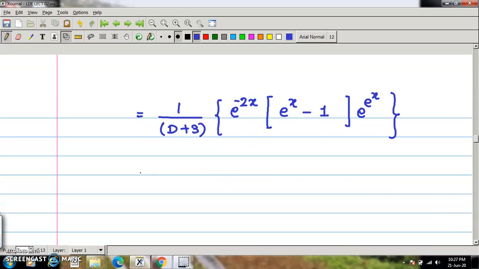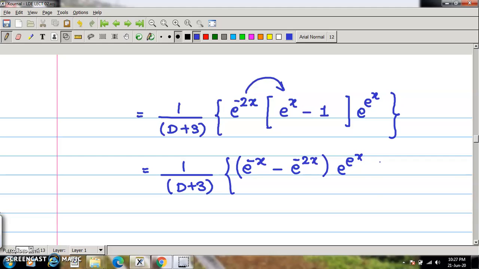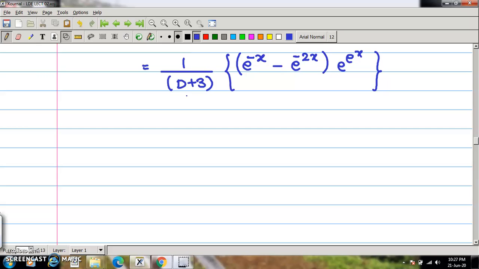If we simplify these brackets, it is 1 upon D plus 3 into e raised to minus x, if you take this term inside the bracket, minus e raised to minus 2x into e raised to x. So this will be the term. Now we operate this function 1 upon D plus 3 on this f of x by using the general method formula. So now we consider D plus 3, that is, the root is equal to minus 3.